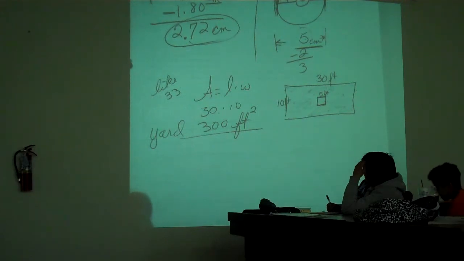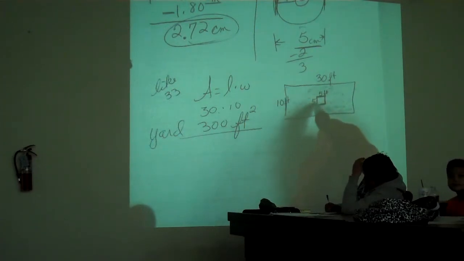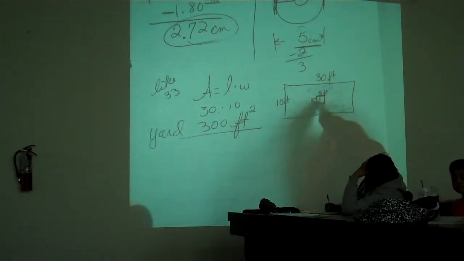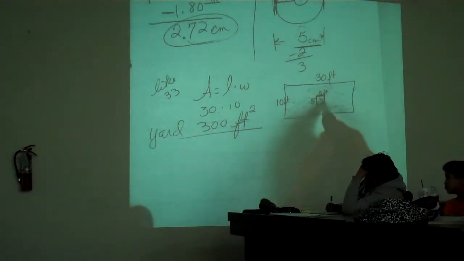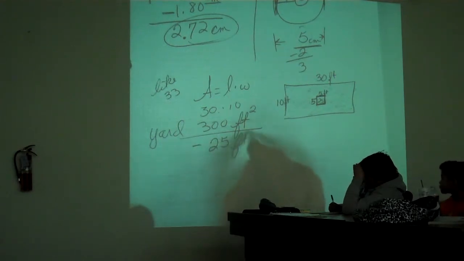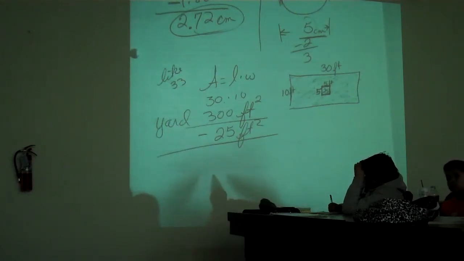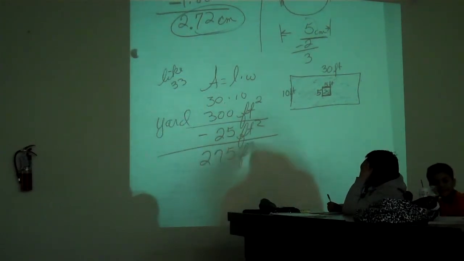We need to get the area of that square. Even if it says it's square, you know it's 5 over here too, right? So you're going to do 5 times 5. You'd have to do the side times the side to get the area of this. So this is 25 square feet, right? 5 times 5. So you have to subtract the cement from what's covered in grass. So subtract 25 square feet from the whole yard. So how many square feet do you have in grass? 275 square feet of grass.